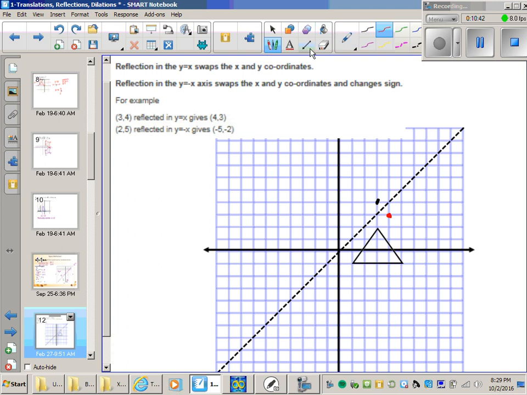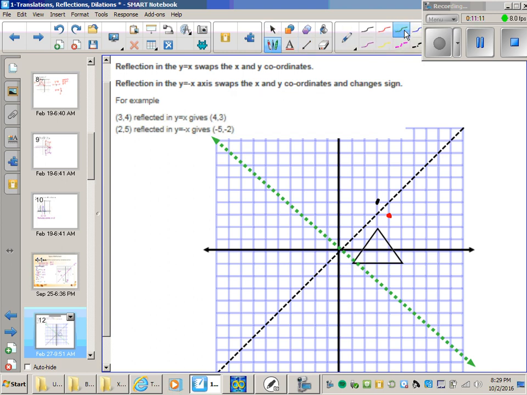Now the line y equals negative x is going to have a negative slope. So let's start from this side. And the slope is going to be down 1 to the right 1, down 1 to the right 1, down 1 to the right 1. So this would be the line of y equals negative x. So if we were reflecting across that line, then we have to do something a little bit different. You're going to swap the x and y coordinates and change the signs.